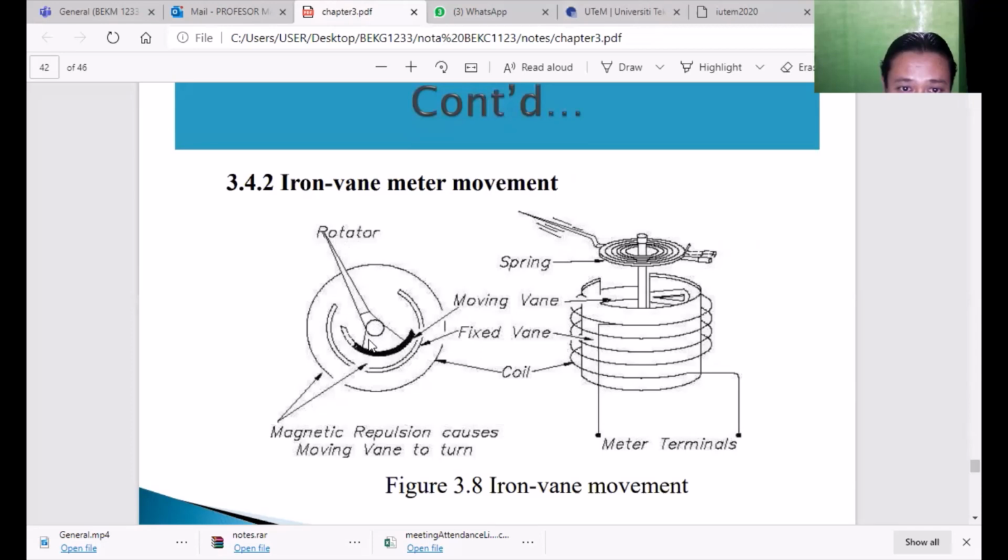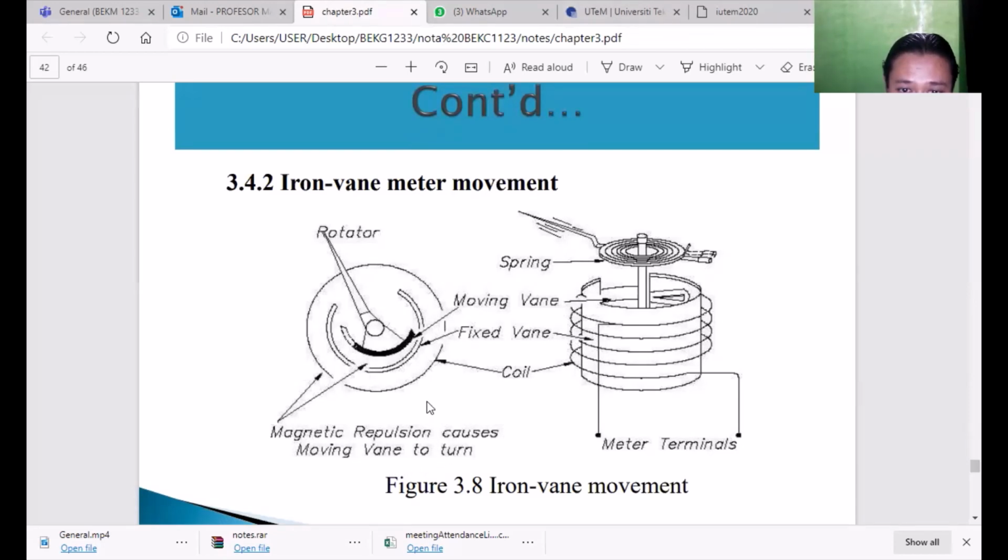And on the pointer we also have the spring. Then another one we have the fixed vane, which is fixed, not moving. This one will be moving similar to our rotator, attached with the pointer here. Then we have the coil. You can see on the side view, this is the coil, inside, and it sits around the fixed vane. The magnetic repulsion causes the moving vane to turn.